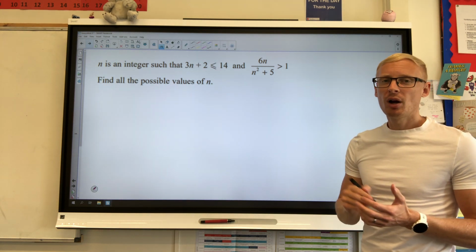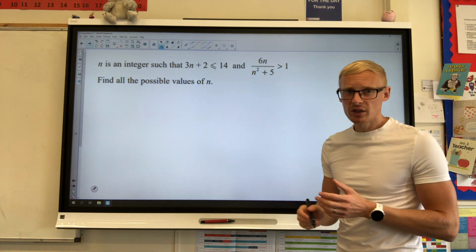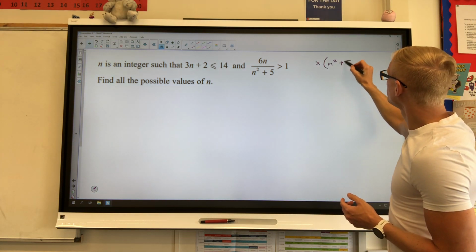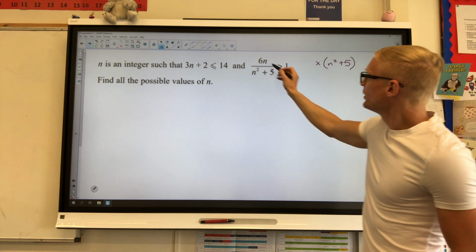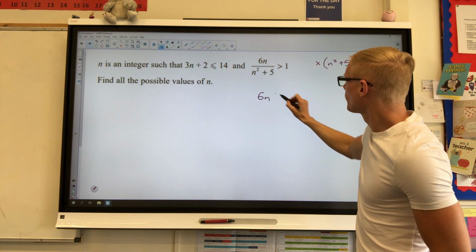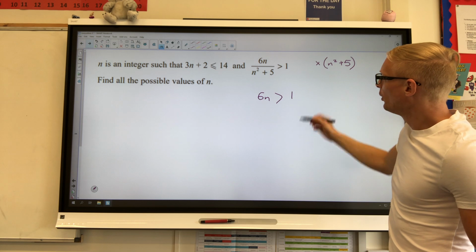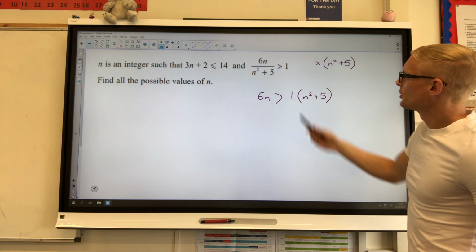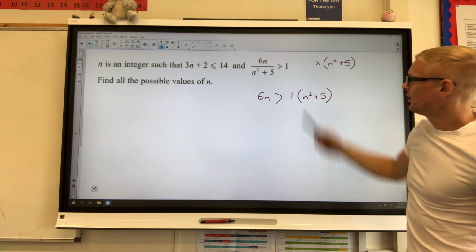So I'm going to multiply both sides by the denominator. I'm going to times both sides by n squared plus 5, which gives me 6n on this side. And effectively it gives me 1 lot of n squared plus 5. Okay, so I'm timesing the denominator by that number there.